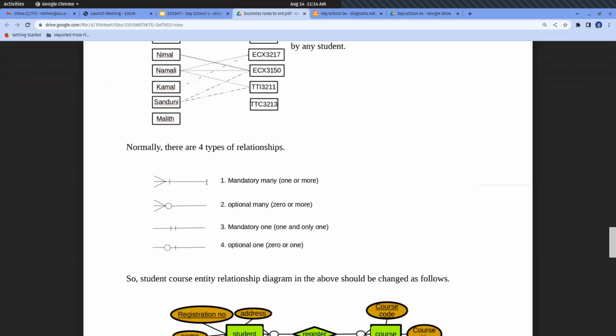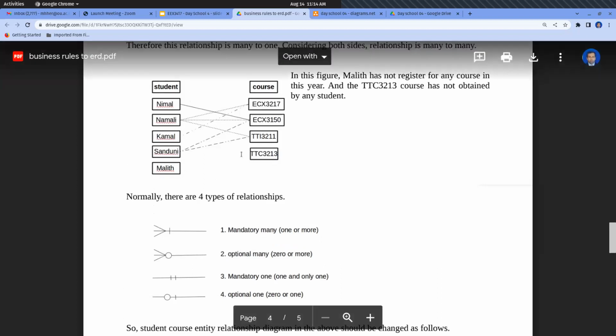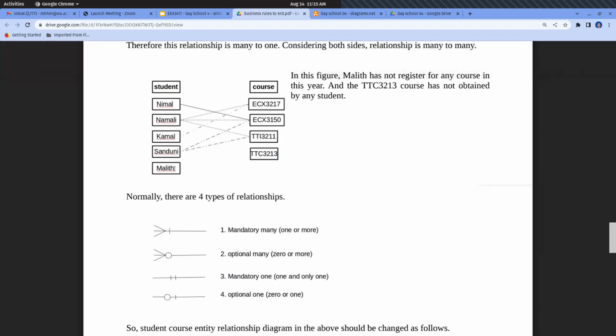This side is one. This one side is mandatory. Mandatory means all should be filled. This optional many is like this. Some elements are not related, not linked. So you can set it as a zero line.